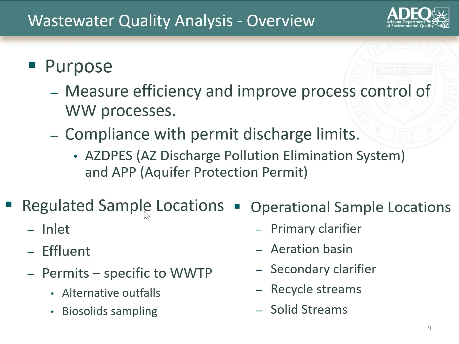Now, where to sample. Number one, of course, is to sample the regulated sample locations in your permit, whether that's influent or effluent, or also any other specific permit sample locations, including alternative outfalls or maybe biosolid sampling or whatever else may be in your permit that you're required to sample. In addition to that, sampling key points in your wastewater treatment plant to provide better operational control is also useful, including sampling your primary clarifiers, aeration basins, secondary clarifiers, recycled streams, and solid streams.